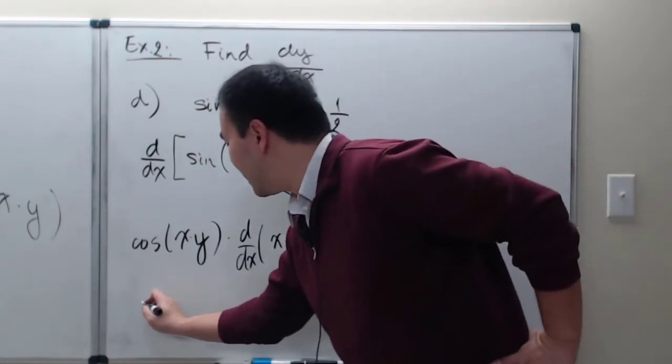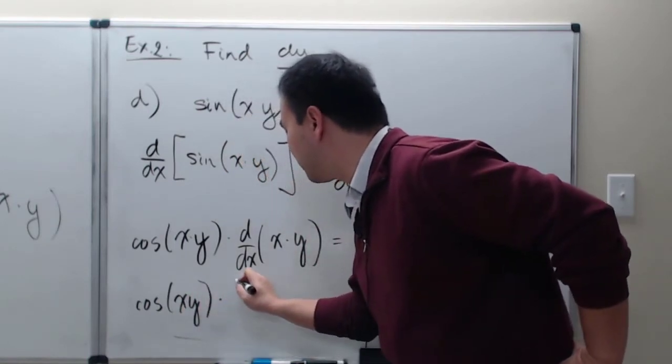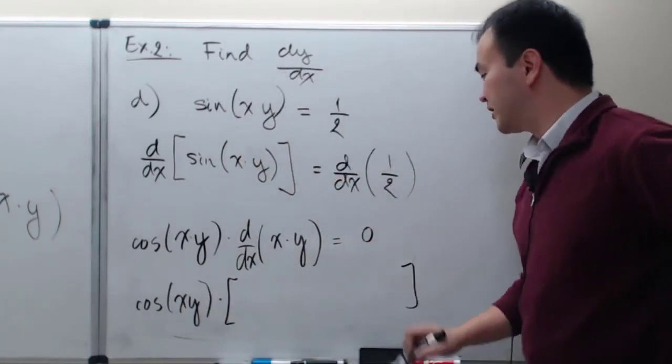So now I'm looking at cosine of xy as being done. Let's leave it there, but now multiply. I'm going to open a square bracket right here.